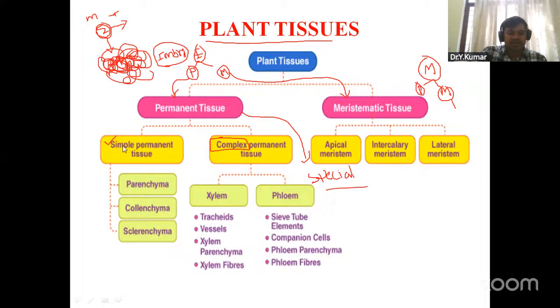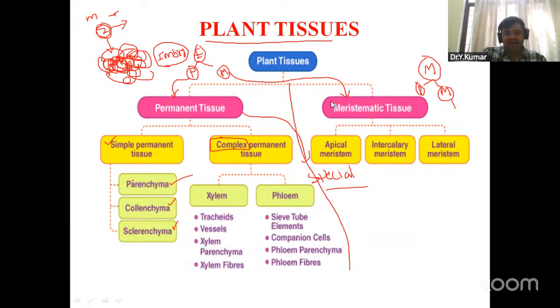So permanent, the simple tissue: parenchyma cells, collenchyma cells, sclerenchyma cells. The complex: xylem and phloem. So first of all, let me complete in detail about the meristematic tissues.